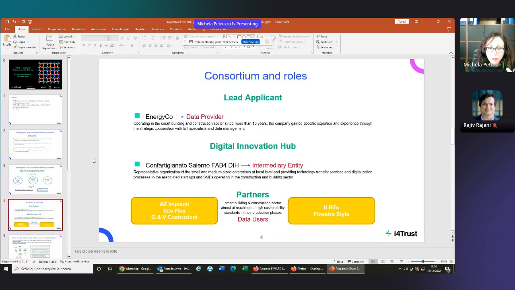The consortium is made up of 6 smart construction companies. The lead applicant is Energico, a company operating in the smart building and construction sector for 10 years, which will be the data provider. Then we will have 5 more building construction and smart building companies who will be the data users, and there will also be the digital innovation hub, which will act as the intermediary.